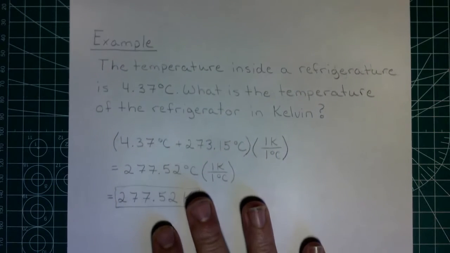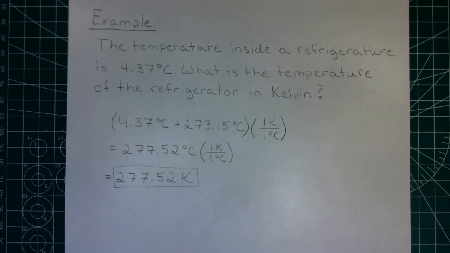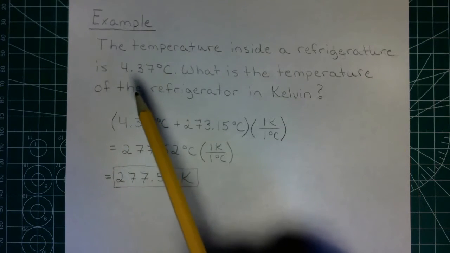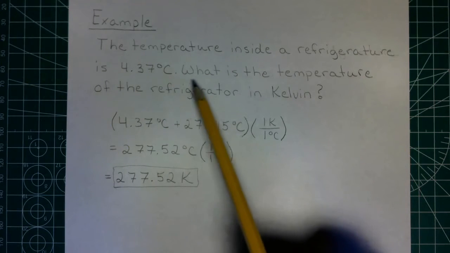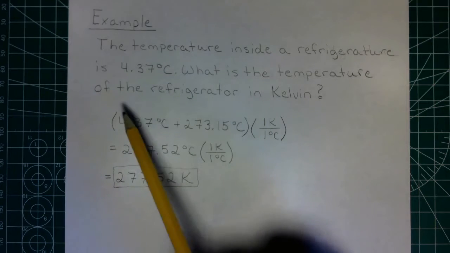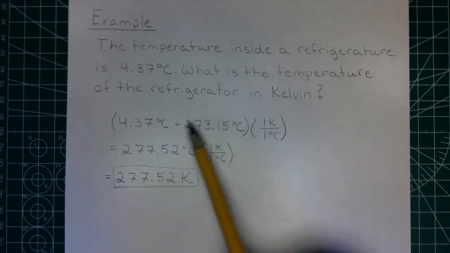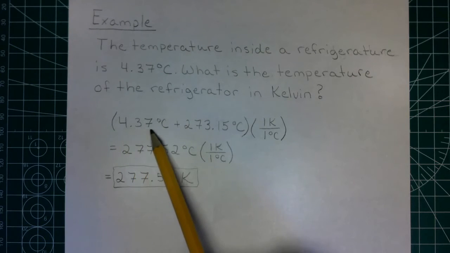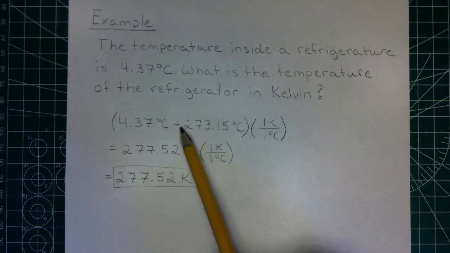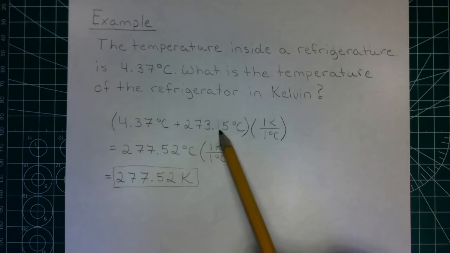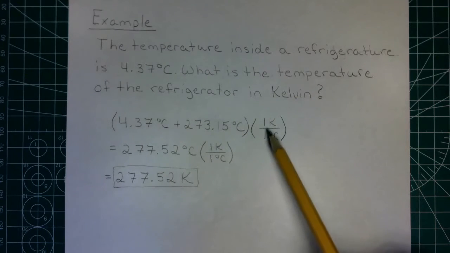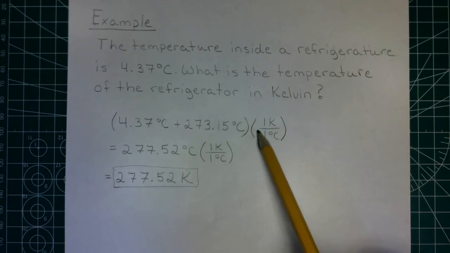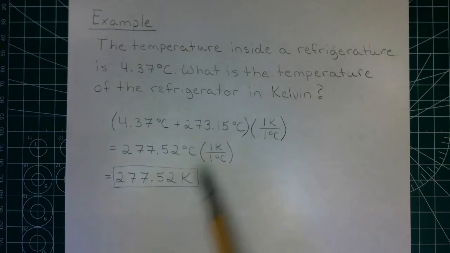So let's look at an example of this. The temperature inside a refrigerator is 4.37 degrees Celsius. What is the temperature of the refrigerator in Kelvin? So what we're going to do here is we're going to have 4.37 degrees Celsius plus 273.15 degrees Celsius. I'm going to write this conversion factor here just to show you how the units work out.